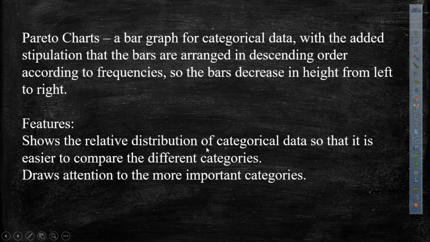The next one is Pareto charts. A bar graph for categorical data with the added stipulation that the bars are arranged in descending order from largest to smallest according to frequencies. So the bars decrease in height from left to right. Features: it shows the relative distribution of categorical data so that it is easier to compare the different categories, and it draws attention to more important categories.